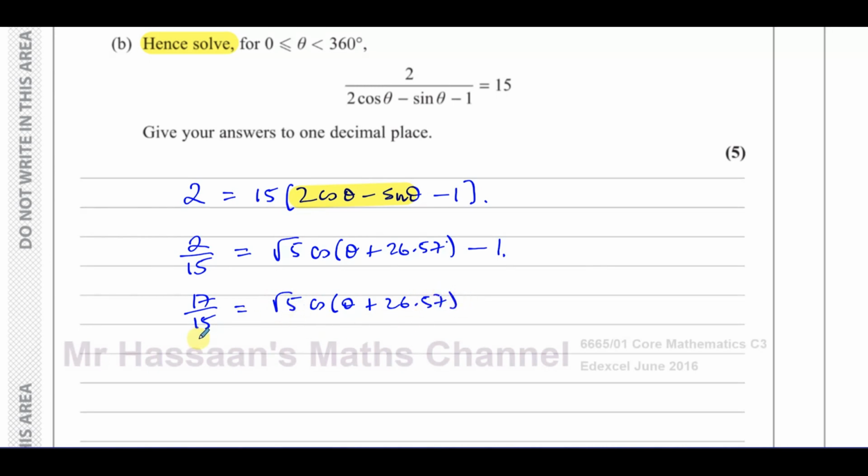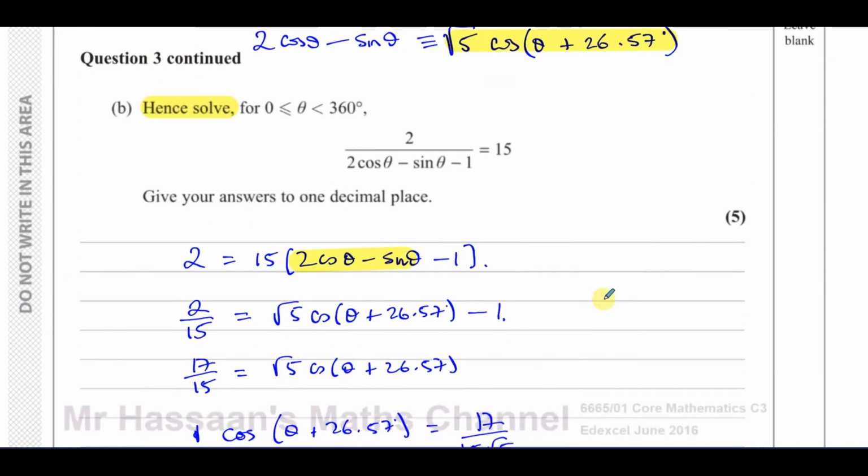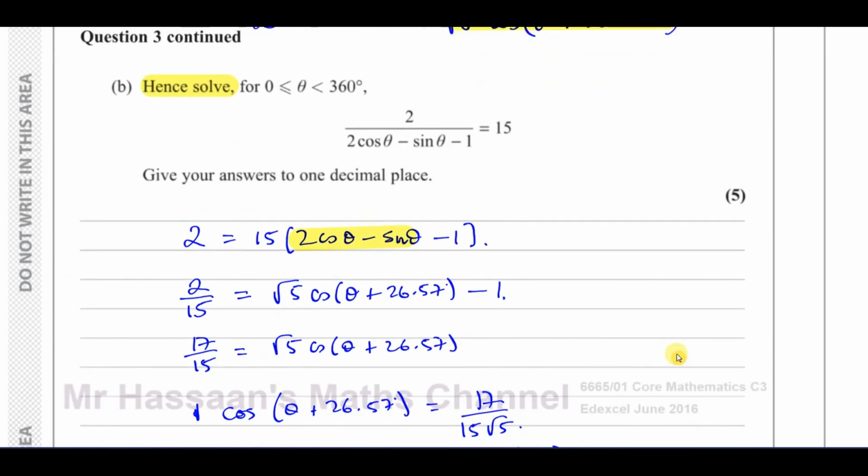And now I can divide both sides by root 5. So I can say cosine of theta plus 26.57 is equal to 17 over 15 times root 5. I don't need to rationalize the denominator or anything. I can now try to find my angles. So I have theta plus 26.57 will be inverse cosine of 17 over 15 times root 5. But we have to be careful now that we catch the angles that we need to. So we have to do some adjustment to the limits such that it matches what's inside here.